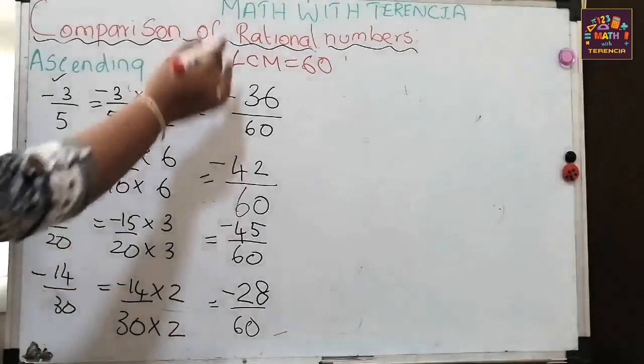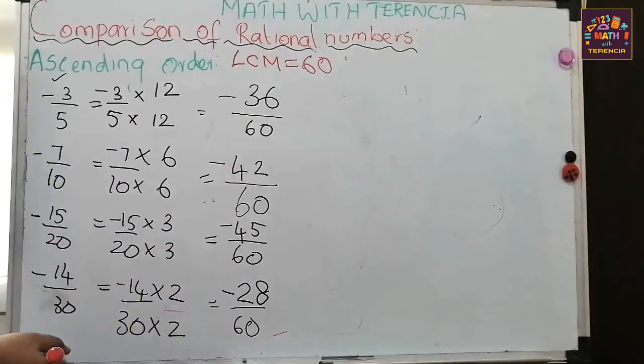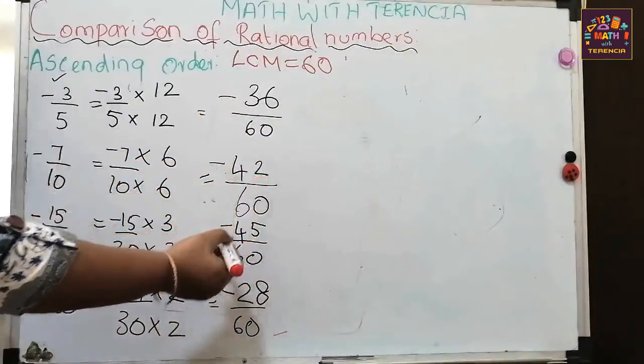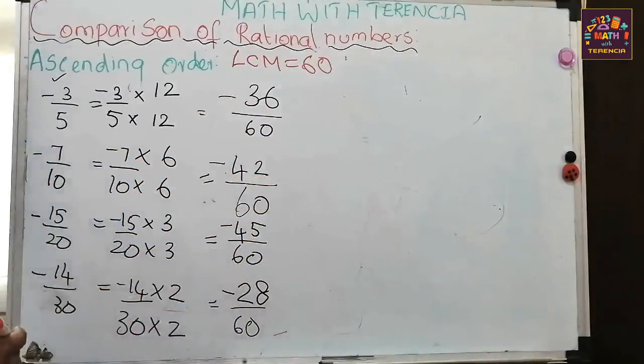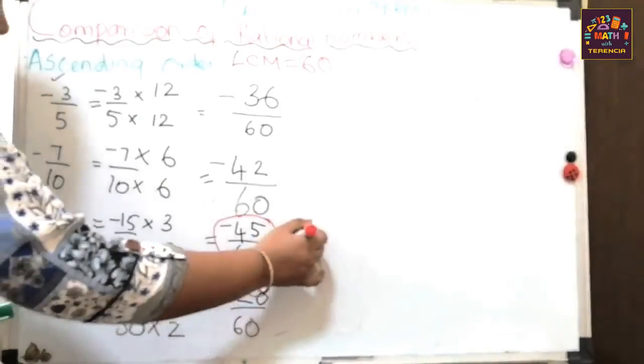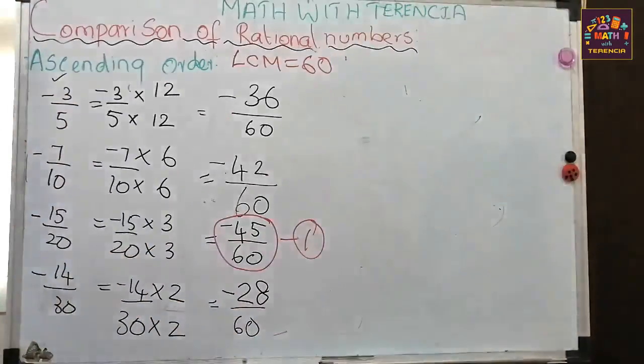So we have all the denominators the same. Now you can check which is number 1. Number 1 is the smallest. All are negative numbers, so I need to search for the smallest number; the biggest-looking number will be the smallest. So minus 36, minus 42, minus 45, minus 28. Which is the smallest number? Minus 45 is the smallest number. So this is number 1.